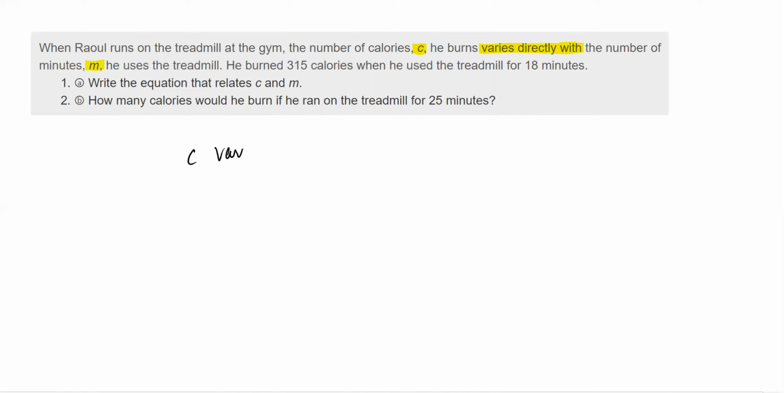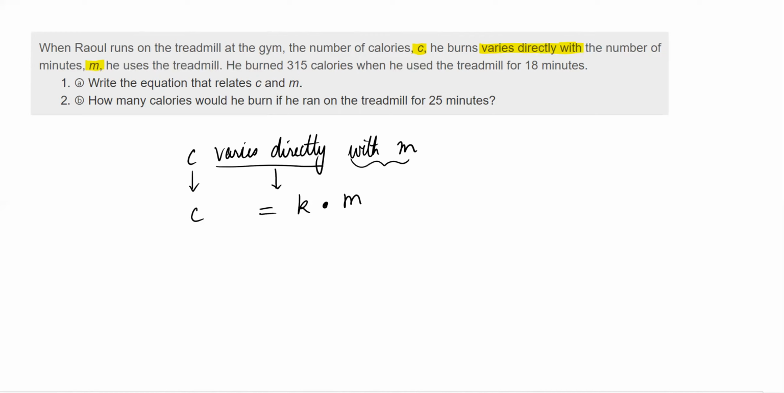C varies directly with M. C is calories, M is the minutes. So let me write the equation. C is C. Varies directly means equals with a K. The directly tells you that you have to multiply the M.